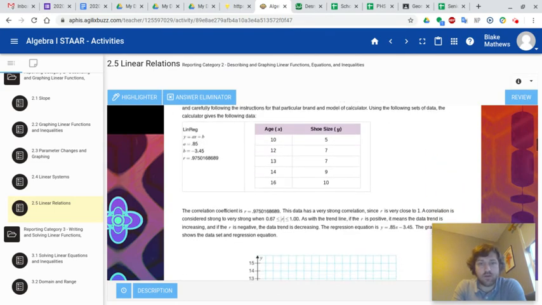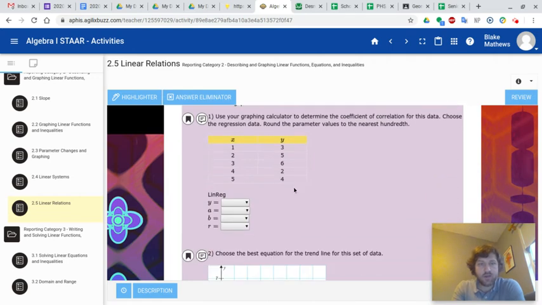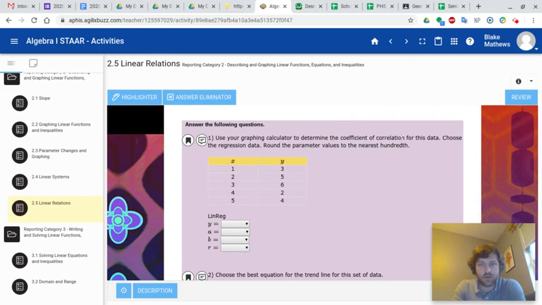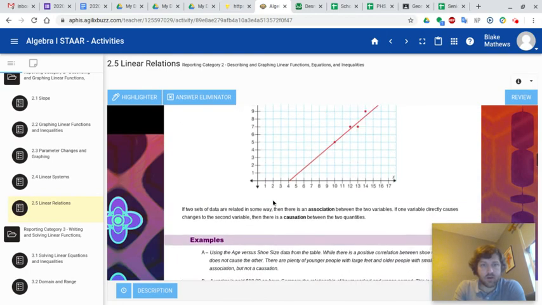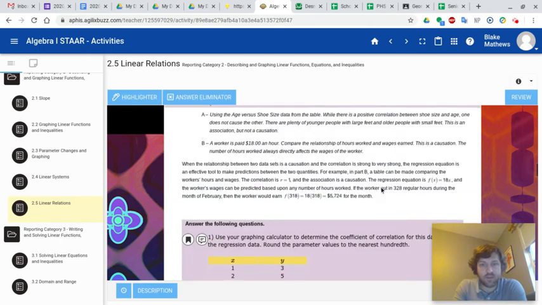We're going to do that using the Desmos system. I'm going to scroll down here and go to the first part. It says here, use your graphing calculator to determine the coefficient of correlation. So it's asking, what does this data look like? Make the points on the graph and then find the line that works best to fit them.